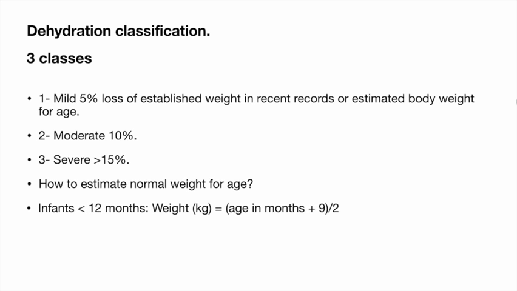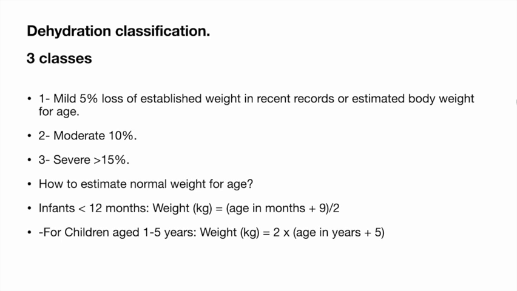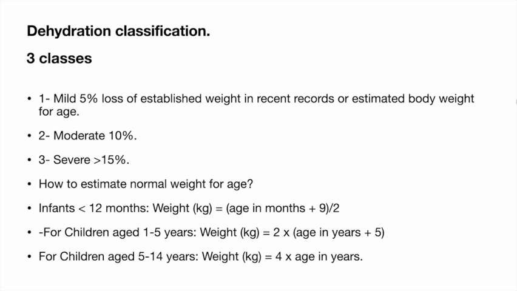I just paused for a second so that you can think and reflect about that. There are actually formulas for you to use in order to do that. For any infant less than 12 months, we usually add 9 and divide by 2, and you get the weight estimate. For children aged 1 to 5 years, you add 5 and multiply by 2, and for any child above 5 years up to 14 years, you multiply the number of years in age by 4, and then you get your estimated weight. It's different from one child to another depending on growth and many factors, but it's a rough estimate of their normal weight for their age.